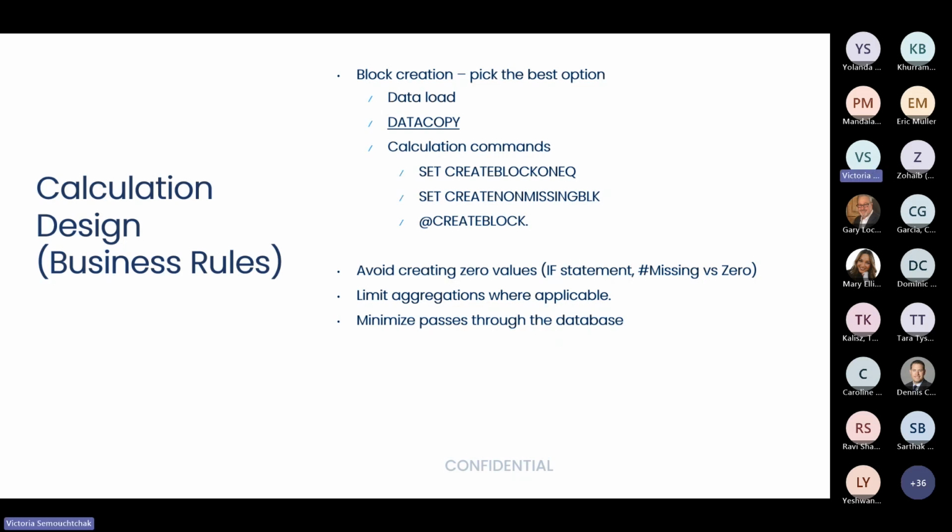Finally, if you do not need to aggregate anything in a business rule, then don't, right? If I'm not looking at anything at an upper level at the end of a particular calculation, then there's no need for me to aggregate at that time point. And that kind of talks about minimizing passes through the database, which we looked at with the fixed statements.